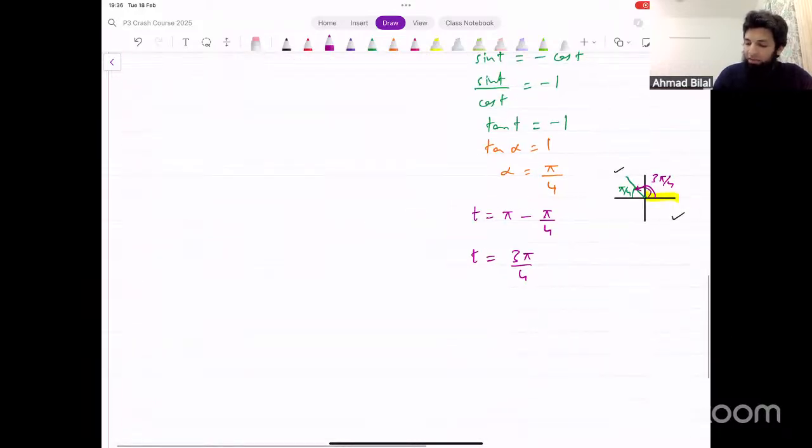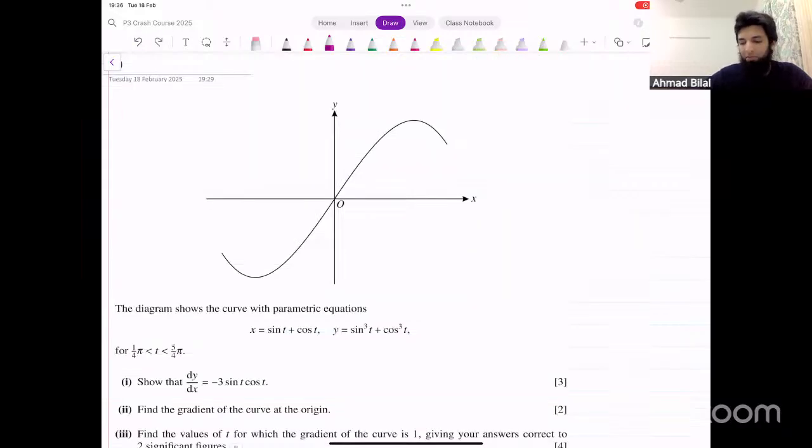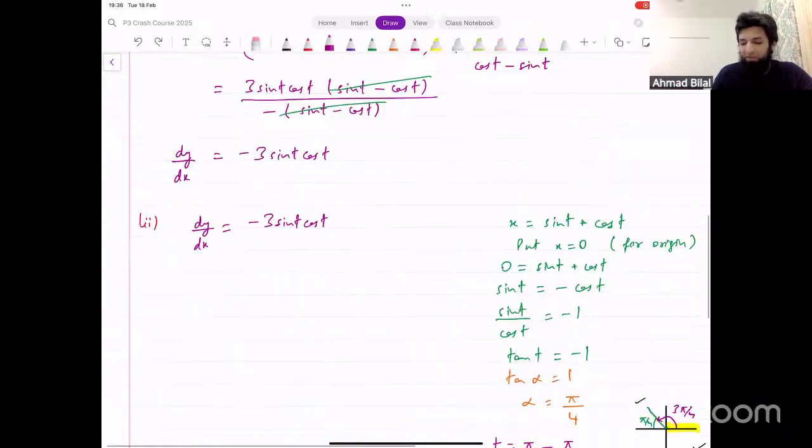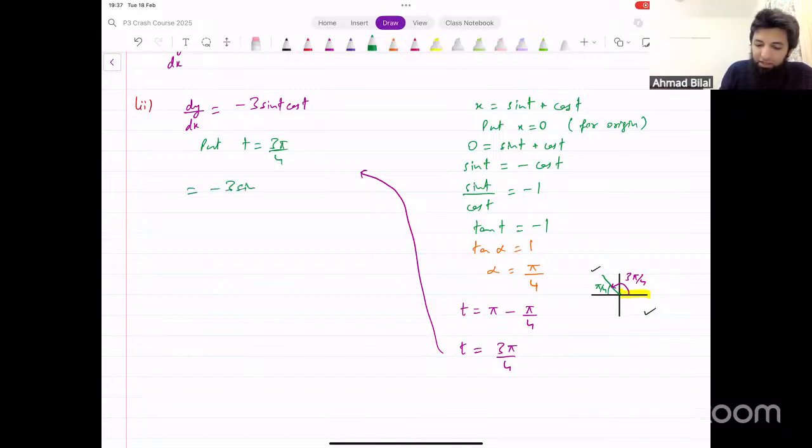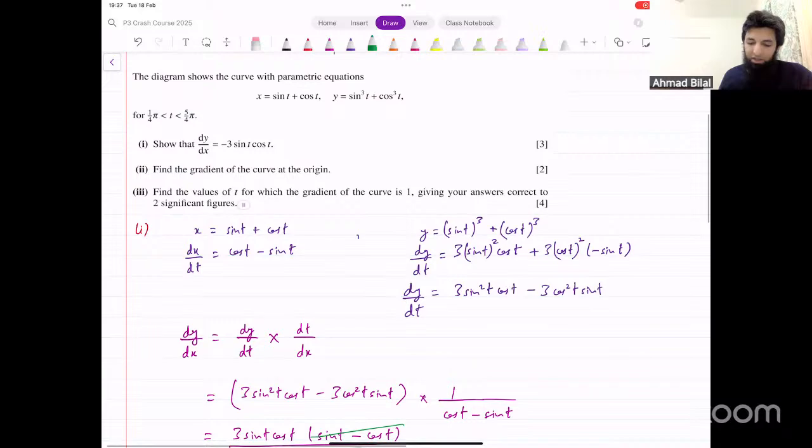If we go beyond this and find an angle in the fourth quadrant, that will be outside the interval. But it doesn't even matter because we found one value of t and that's enough. We can just input that value of t in this now and see what the gradient turns out to be. Let's input t equal to 3 pi over 4 here. What do we get? Minus 3 sine of 3 pi over 4 times cos of 3 pi over 4. You can evaluate this on your calculator and see what that turns out to be.